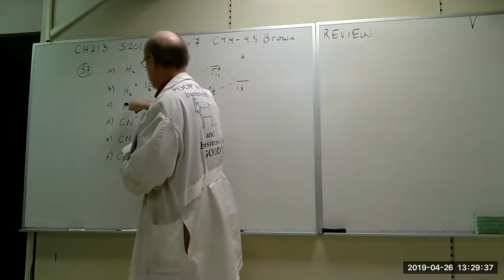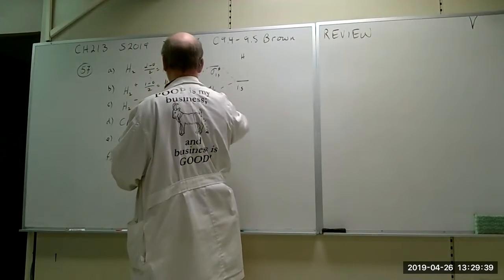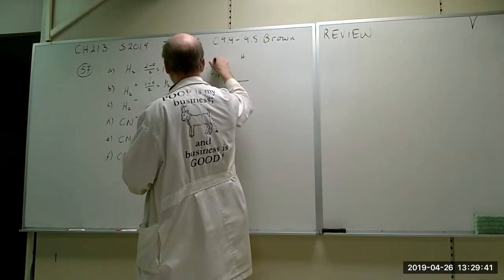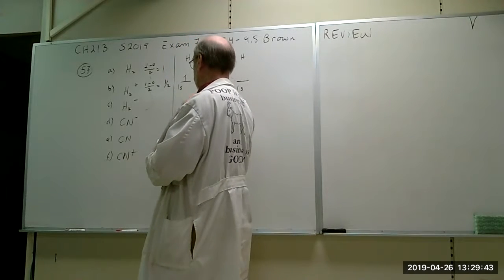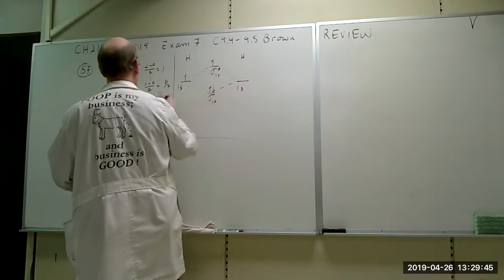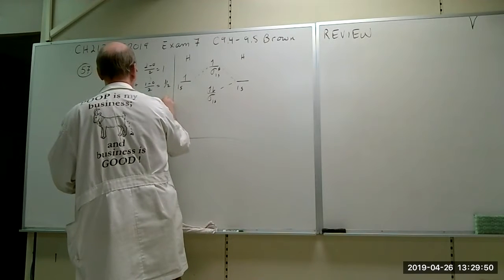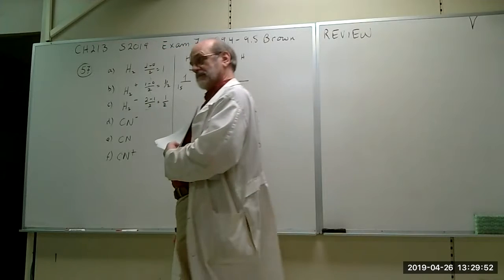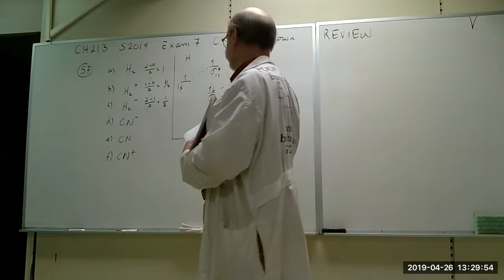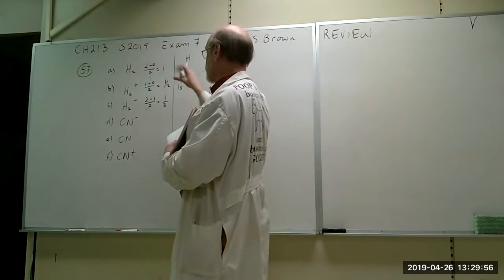If we have a negative ion that we've added an electron, it has to go into that one because this one's full. So this one is 2 minus 1 over 2, and that's 1/2. Okay? So that was the easy one. That's hydrogen.